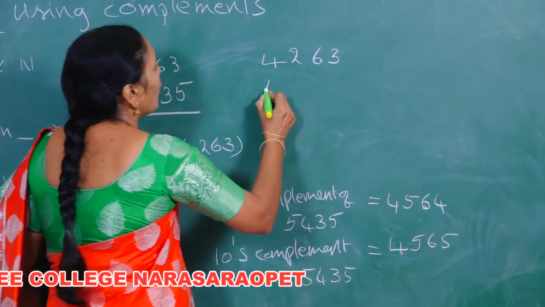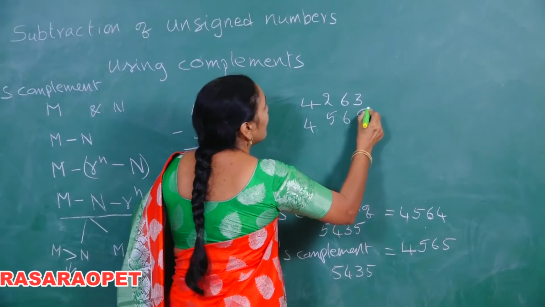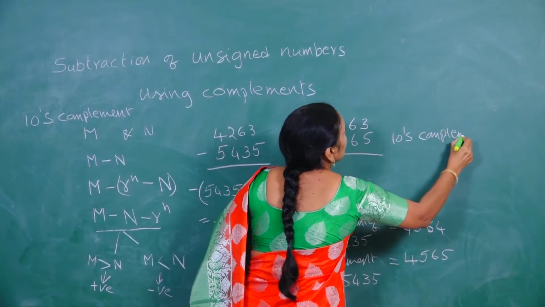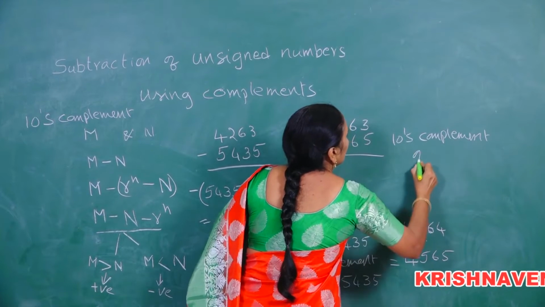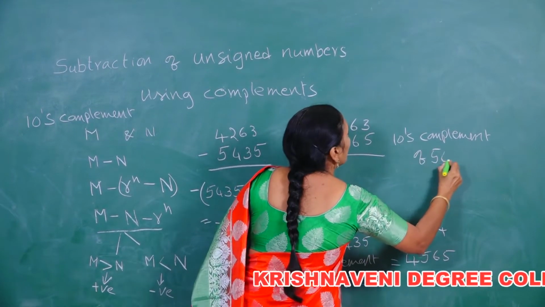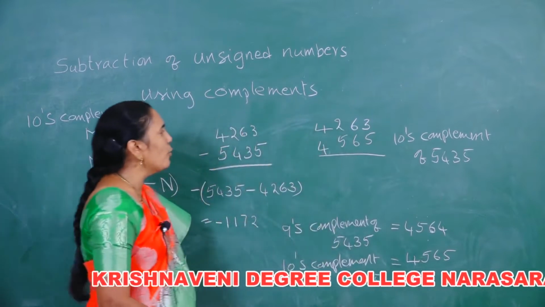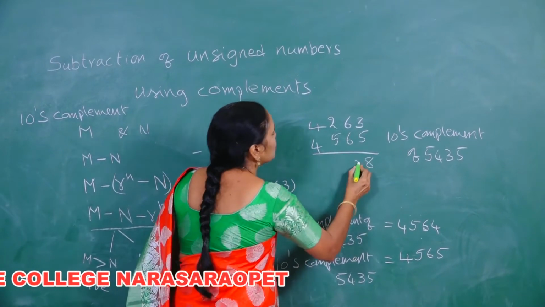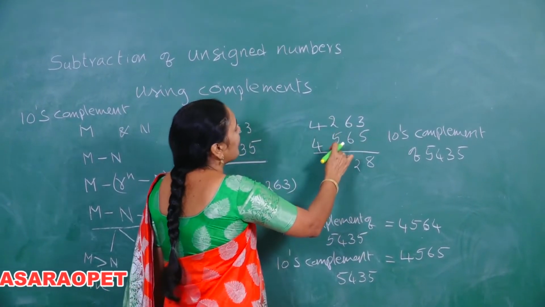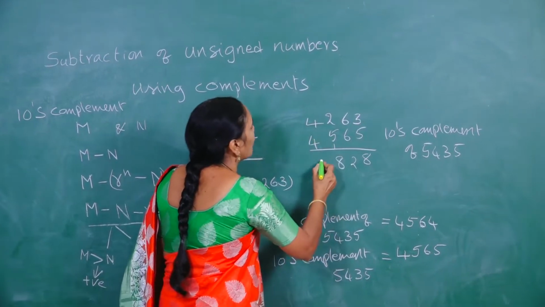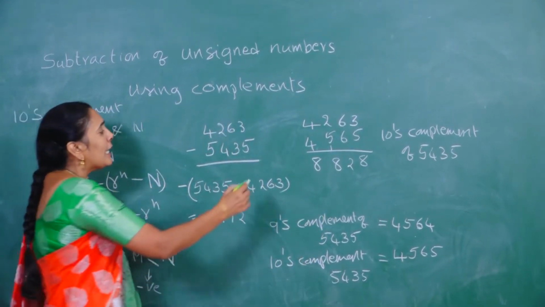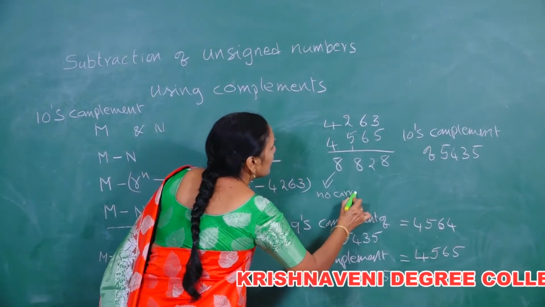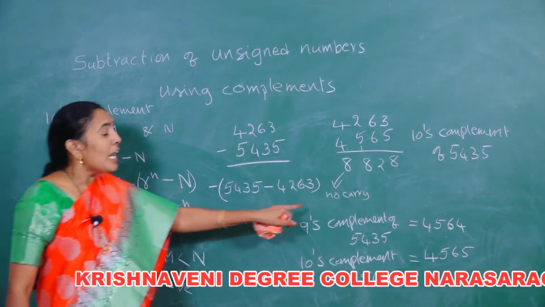Now, add 4565 to this number, which is the 10's complement of 5435. So, when I do addition, 3 plus 5 is 8, 6 plus 6 is 12, 2 plus 5 is 7, 7 plus 1 is 8, 4 plus 4 is 8. Here there is no carry out of the last digit.